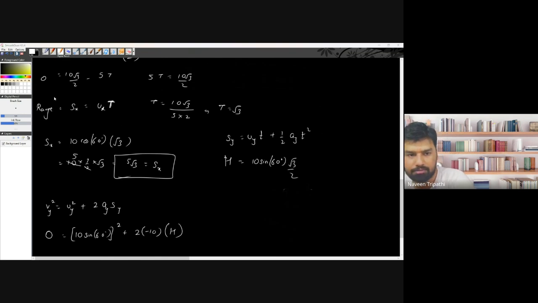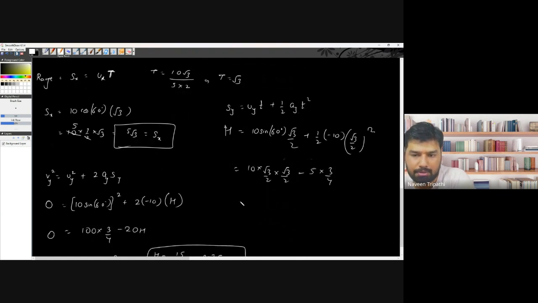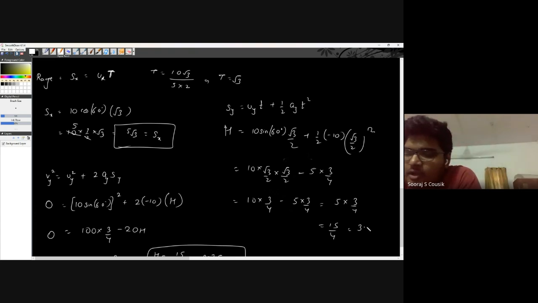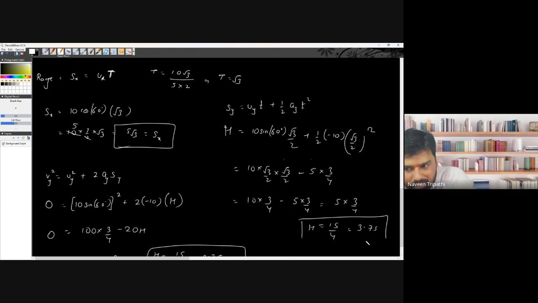Plus half Ay. What is Ay? It's clearly negative 10 times root 3 by 2 square. It will basically come to the same answer. 10 into sine 60 is root 3 by 2, and this is also root 3 by 2. Half into minus 10 is minus 5, into root 3 by 2 square, which is 3 by 4. So this becomes 10 into 3 by 4 minus 5 into 3 by 4. 3 by 4 is common. 10 minus 5 is 5 into 3 by 4, same 15 by 4, 3.75. Answer will not change.